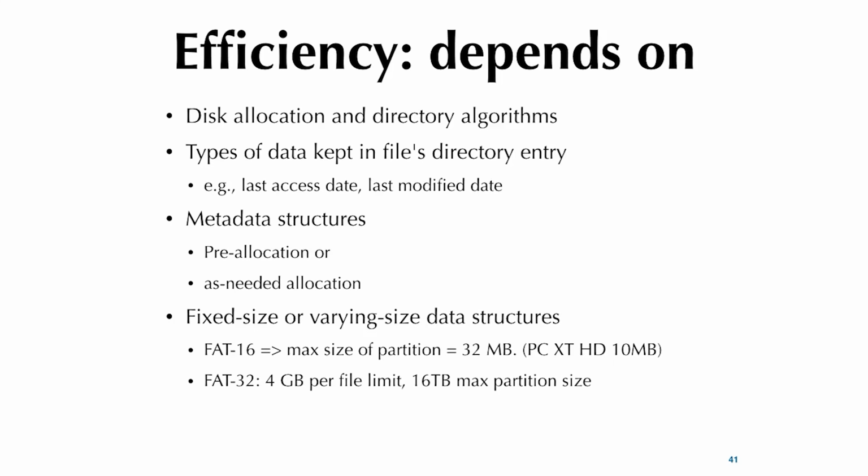Now, FAT32 raises this file limit to much larger, to 4 gigabytes, and then you have a maximum of 16 terabyte partition size. Although there's some tricks to get beyond the 4 gigabyte per file limit, if you try to look it up.